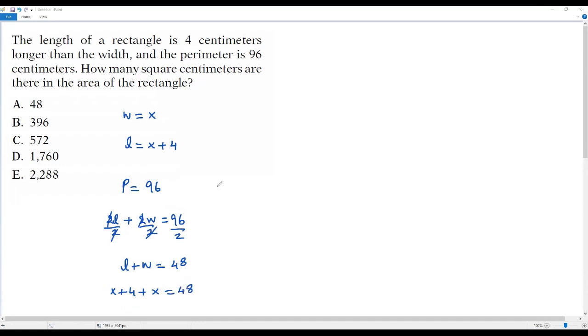Let's solve for x in this equation. Okay, when I combine the like terms, that is x and x, I'm getting 2x. We have 2x + 4 equals 48. Let's subtract 4 from both sides of this equation. This +4 and -4 will cancel out. I'm getting 2x equals, when I subtract 4 from 48, I'm getting 44.